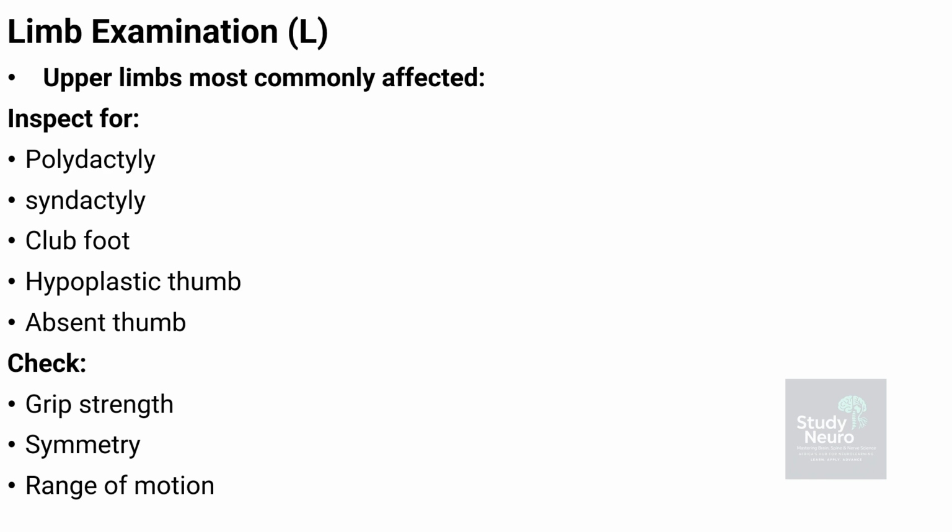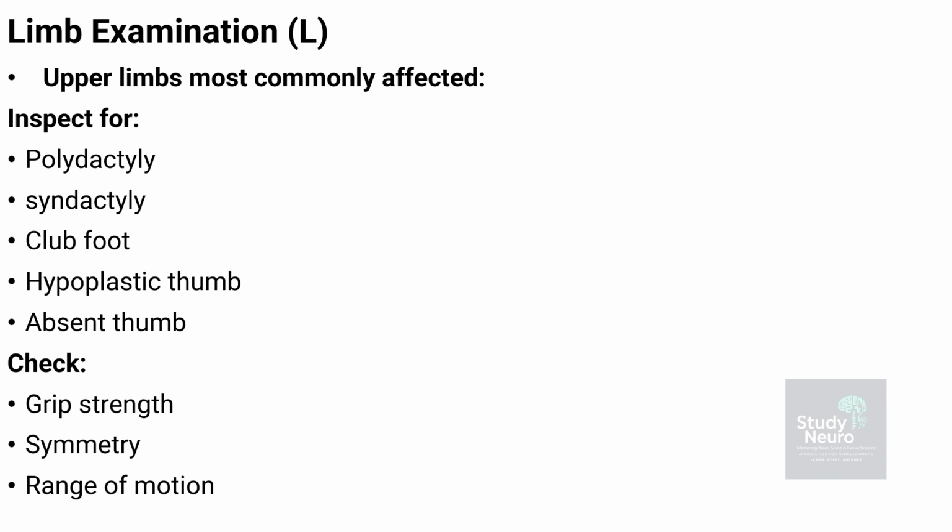Limb abnormalities are present in approximately 40 to 50% of affected individuals with VACTERL, making careful limb assessment an important component of the physical examination. Begin with inspection, noting that the upper limbs are more commonly affected than the lower limbs. Look for congenital anomalies such as polydactyly, syndactyly, hypoplastic thumbs or absent thumbs, which may point toward associated syndromic conditions.